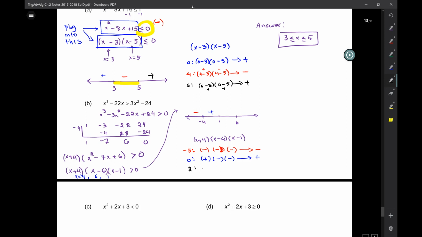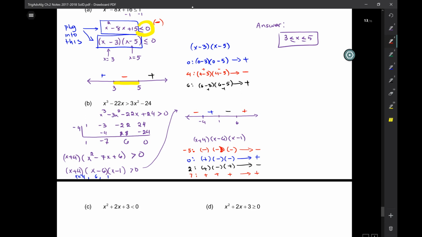So 2 plus 4, that's positive. 2 minus 6, that's negative. 2 minus 1, that's positive. Together, that makes negative. And then I'm going to pick 7. So 7 in the first parenthesis gives me positive. In the second one gives me positive. And the third one gives me positive.